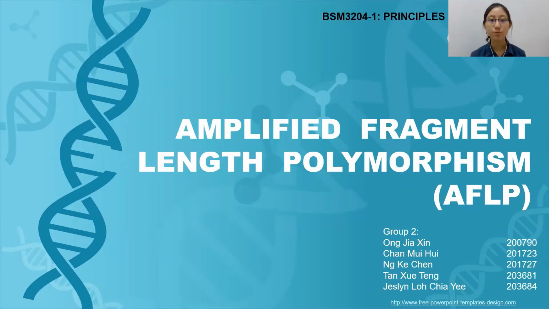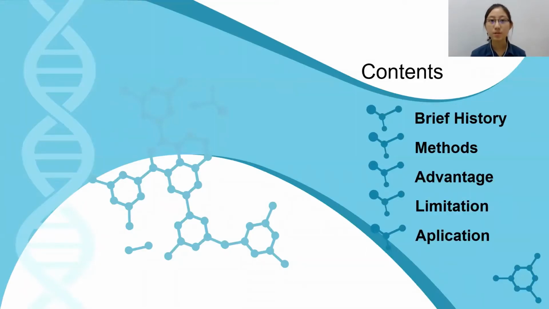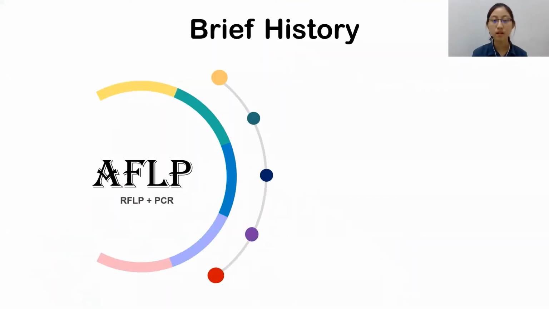Today we're going to present about the amplified fragment length polymorphism, in short, AFLP. So our presentation will be divided into 5 parts. First, I'm going to talk about the brief history of AFLP, and next, Chan will talk about the methods. For advantage, Ke Chen will talk about it and limitation by Tan. Lastly, application by Jaslyn. So let's take a look at the brief history.